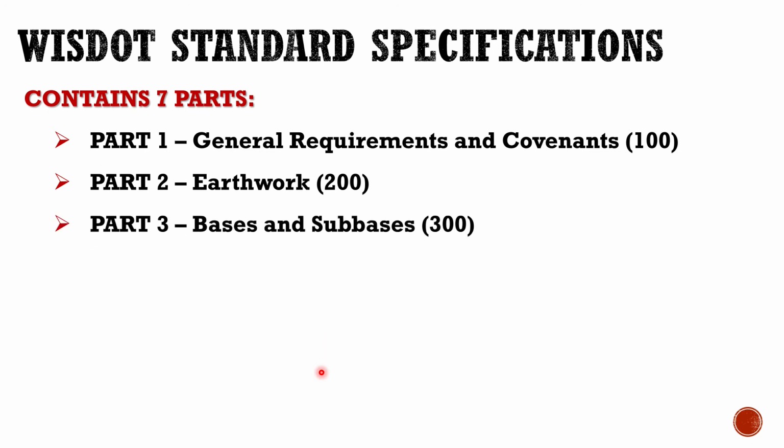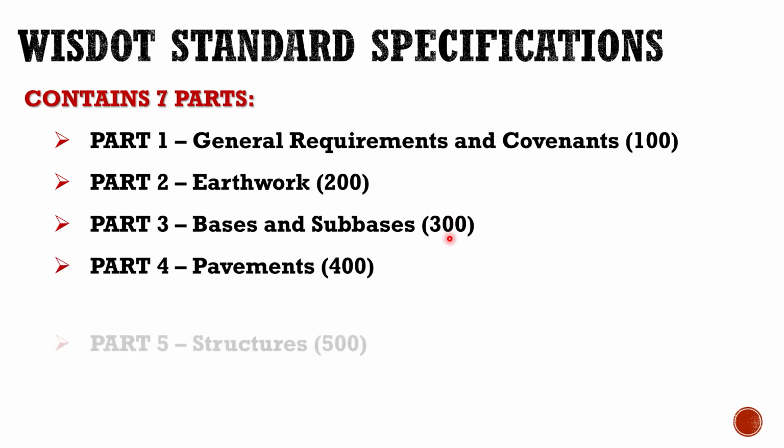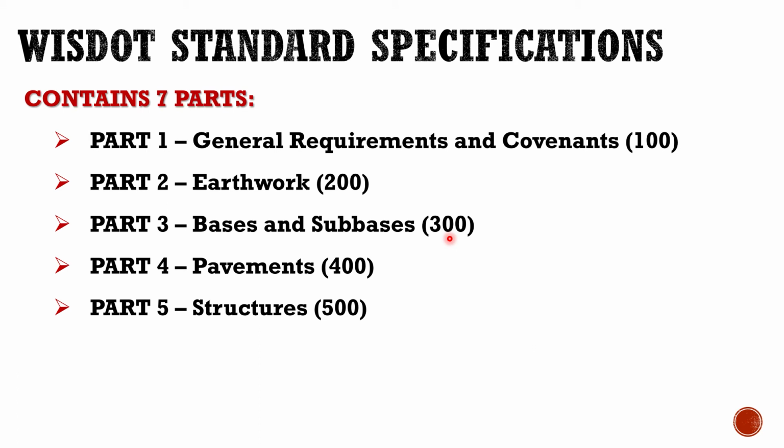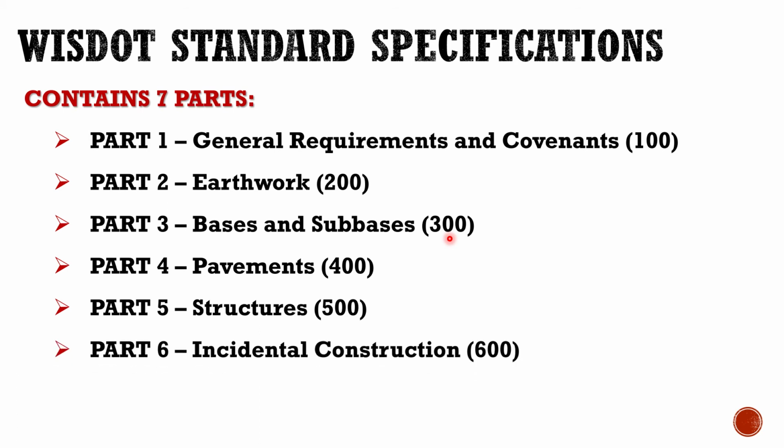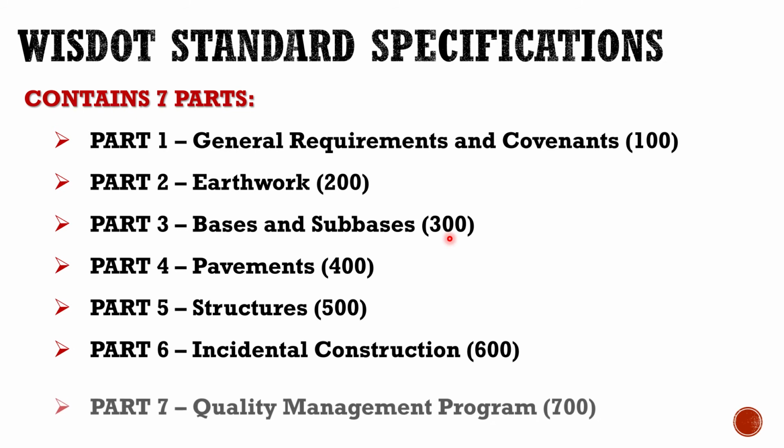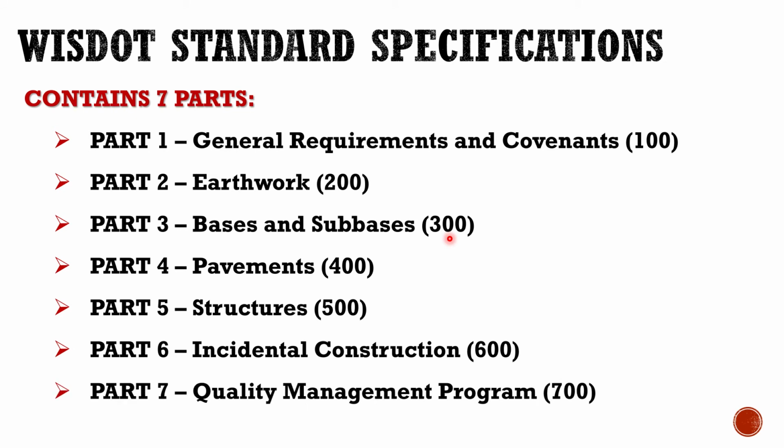Part 3 is bases and subbases, so all those sections start with 300. Part 4 is pavements. Part 5 is structures. Part 6 is incidental construction. Part 7 is the quality management program.